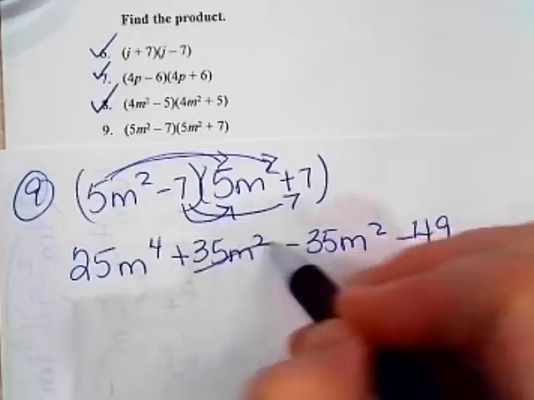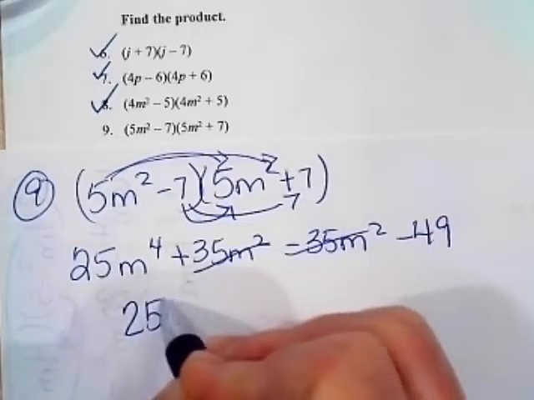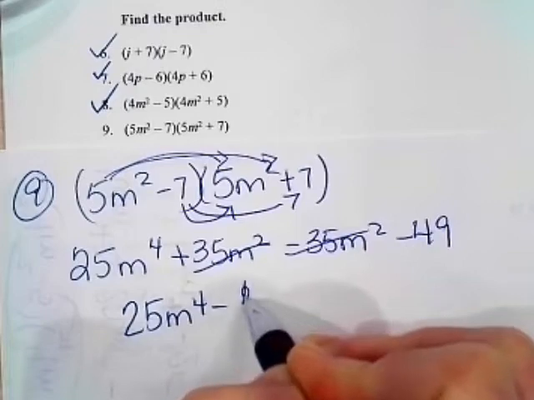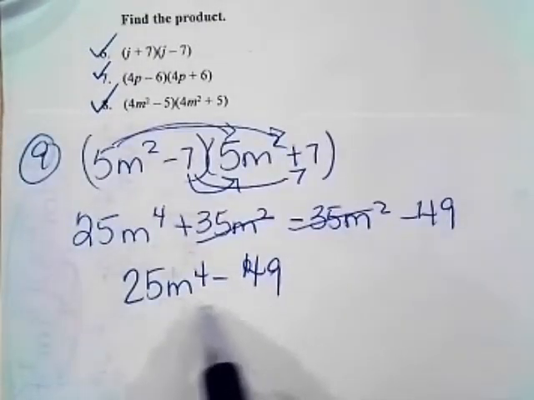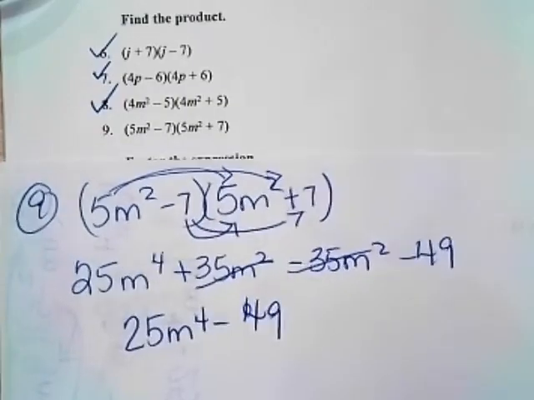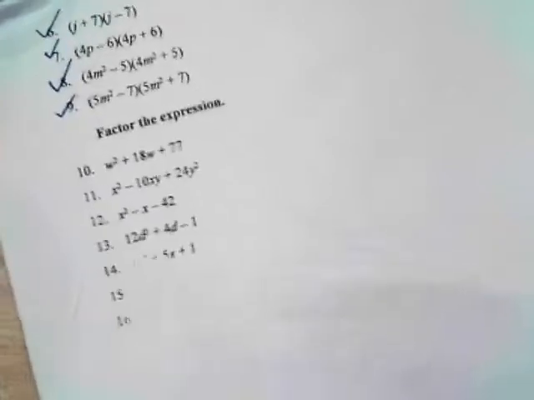Now again, the ones in the middle are going to cancel. And this is 25m to the 4th minus 49. So remember that when we get ready to factor and they only have 2 items, remember what these looked like because we may be needing to work our problems in reverse.